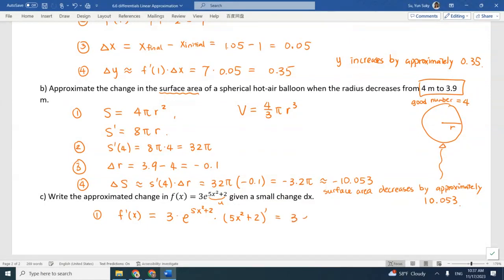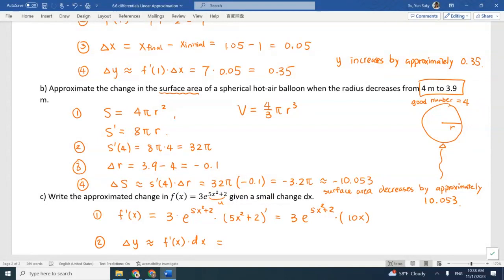Yes, good. Okay, so 3 e to the 5x squared plus 2. What's the derivative of 5x squared plus 2? Yeah, very good. Right, everybody? So this is the derivative. Now our change of y is approximately the derivative times dx. In this case, because we don't have a number, we just put dx inside.